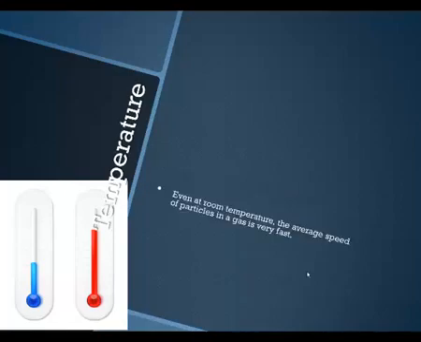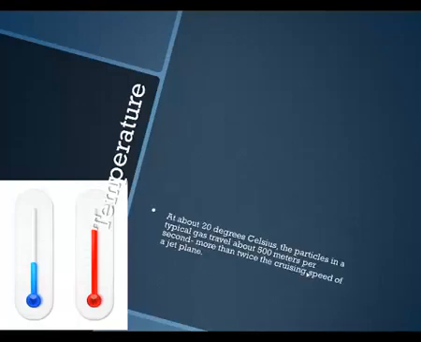Even at room temperature, the average speed of particles of gas is extremely fast. At about 20 degrees Celsius, the particles in a typical gas travel about 500 meters per second. That is more than twice the cruising speed of a jet plane. So that's some pretty fast particles.